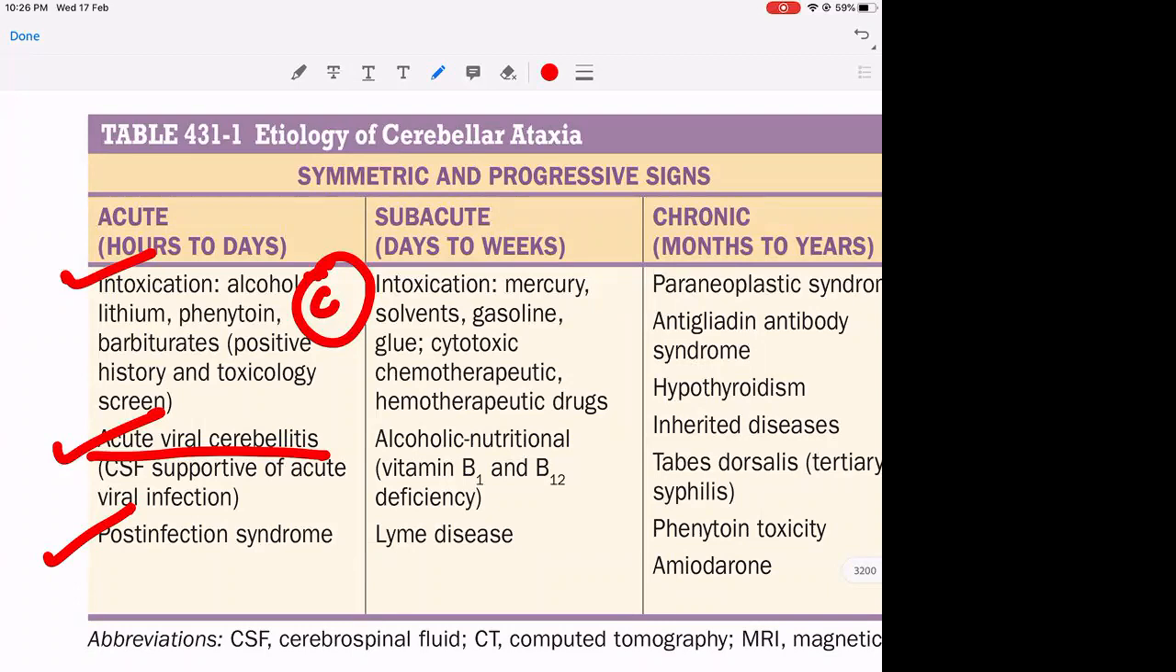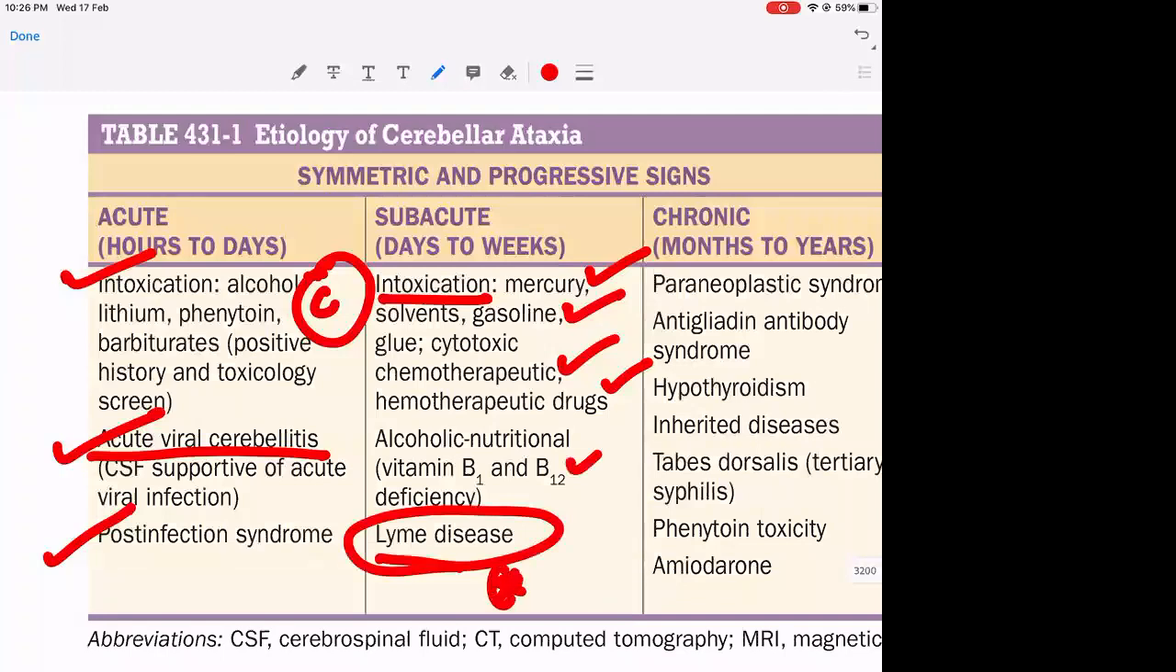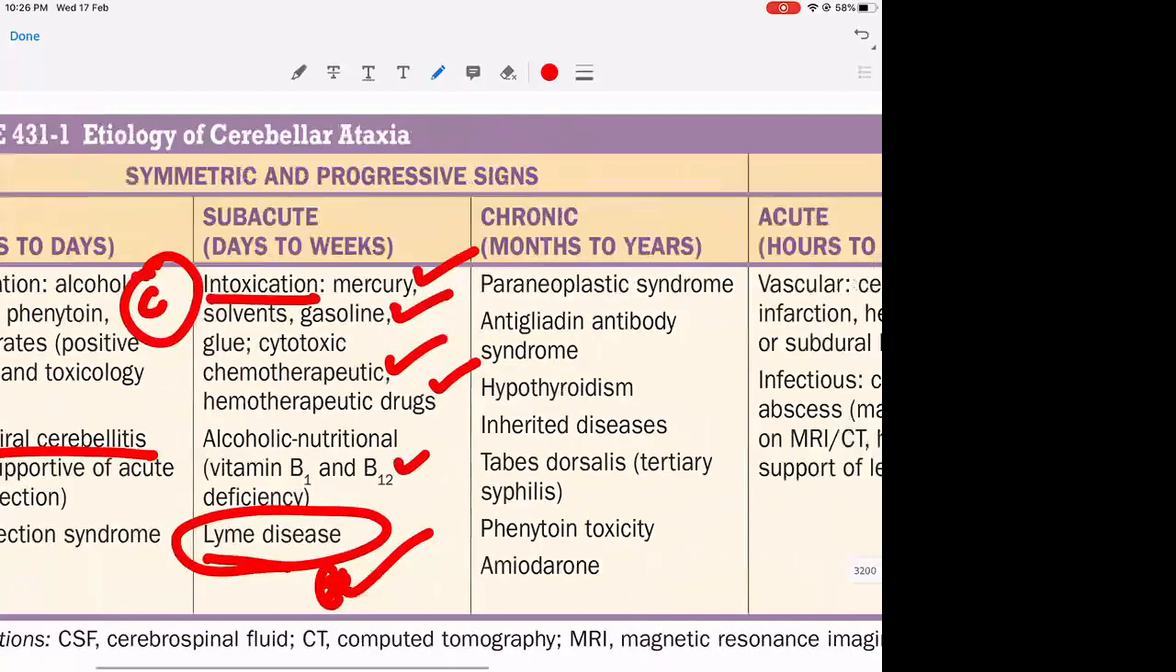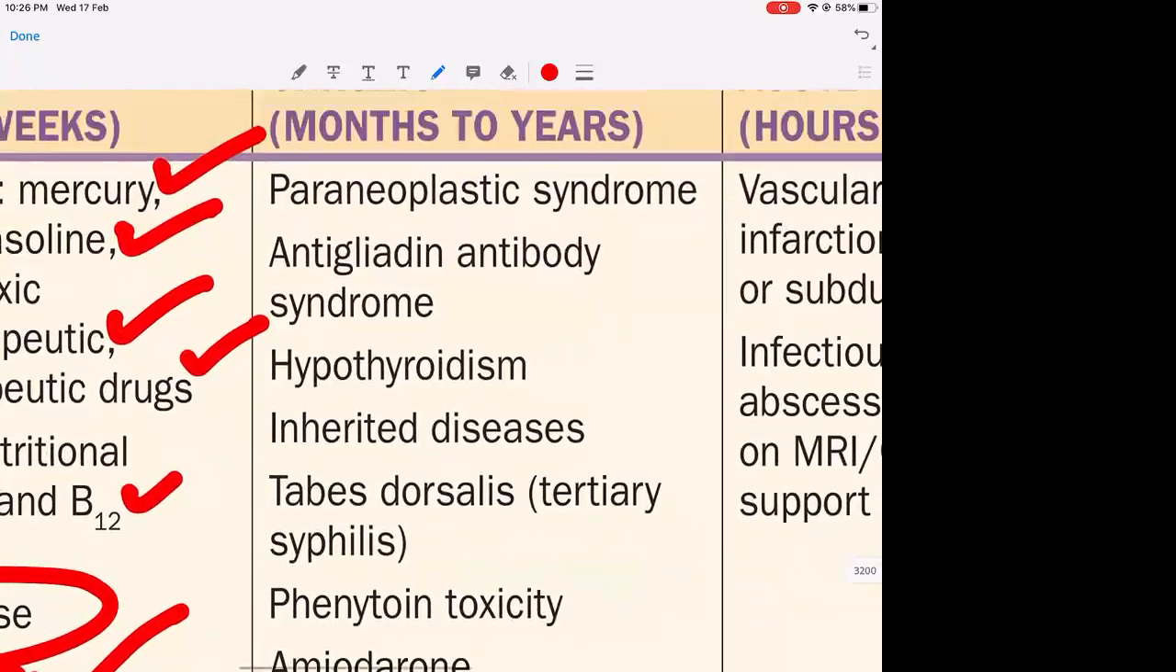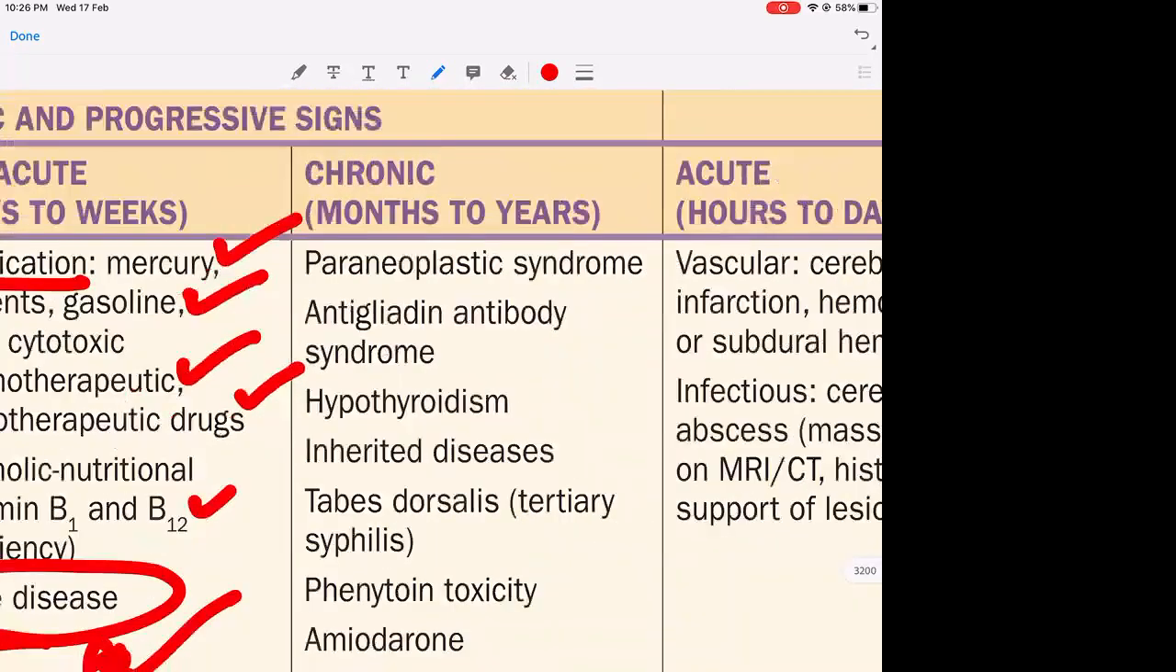In subacute causes, it is due to intoxications by compounds such as mercury, gasoline, and some chemotherapeutic agents and therapeutic agents. Vitamin B1 and B12 deficiency also cause subacute cerebellar ataxia. Even Lyme's disease can cause cerebellar ataxia. In chronic, the symptoms will be from months to years.